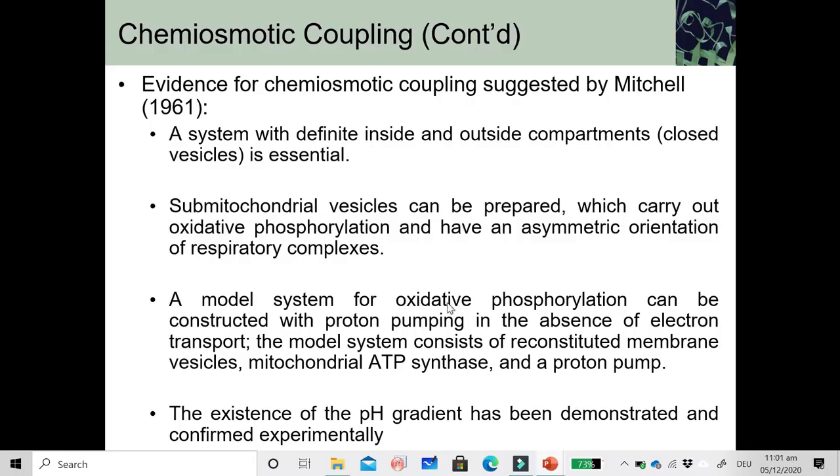Okay, a model system for oxidative phosphorylation can be constructed with proton pumping in the absence of electron transport. The model system consists of reconstituted membrane vesicles, mitochondrial ATP synthase, and a proton pump. The proton pump here is that of bacteriorhodopsin. The existence of a pH gradient has been demonstrated and confirmed experimentally. Therefore, chemiosmotic coupling, or the chemiosmotic theory, is indeed very reasonable. It's already been confirmed. Okay.